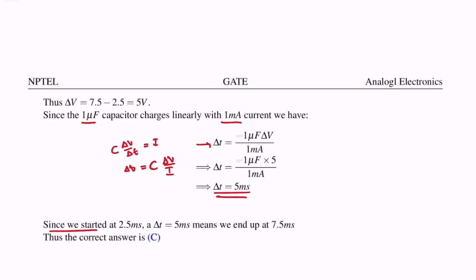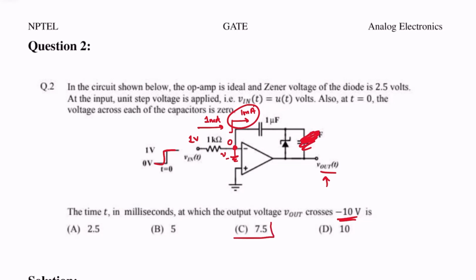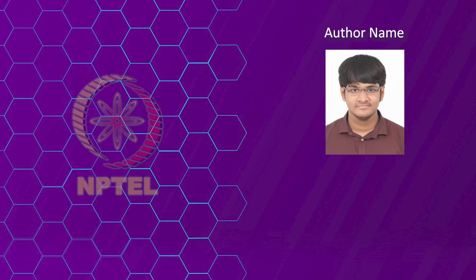Now since we started at 2.5 milliseconds and delta T is equal to 5 milliseconds, we have to add these two up, and we end up at 7.5 milliseconds. Thus the correct answer is C, 7.5 milliseconds.